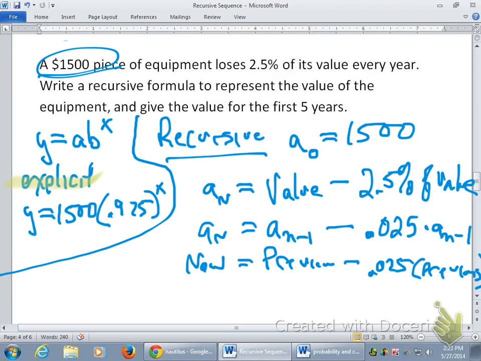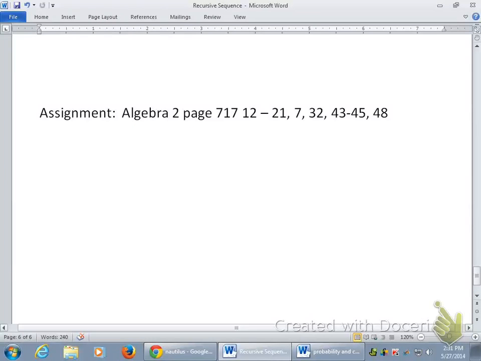So we're going to go to a calculator now, and I'm going to show you a little trick on the calculator to work this. Here's your work for tonight.